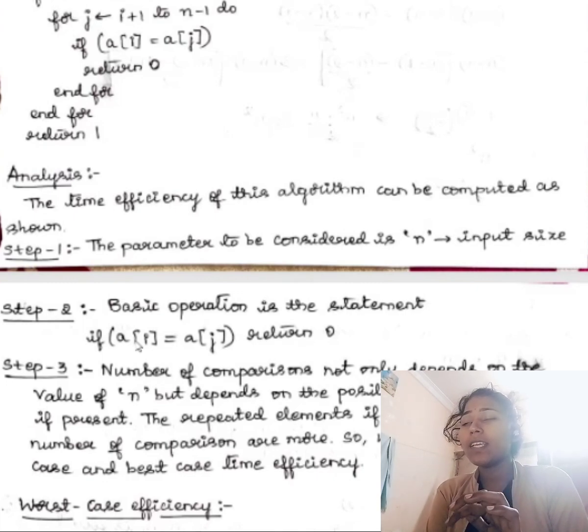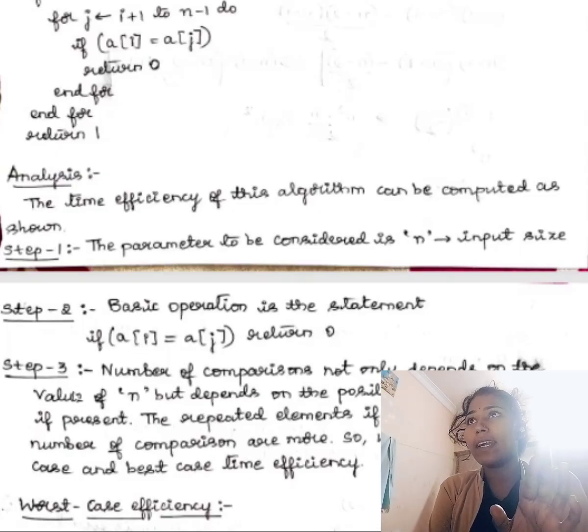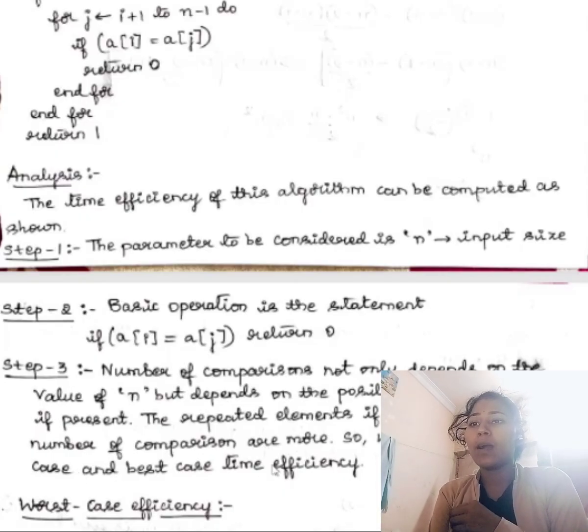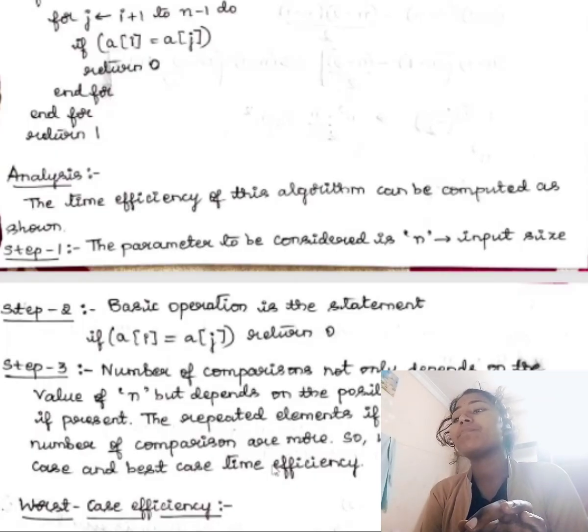Step 3 does not depend only on n, it also depends on how many times an element is repeated in the array. If elements are not repeated, the number of comparisons is more. So it depends not only on n but on the position of the repeated elements in the array, so we have to calculate the best, worst and average case.